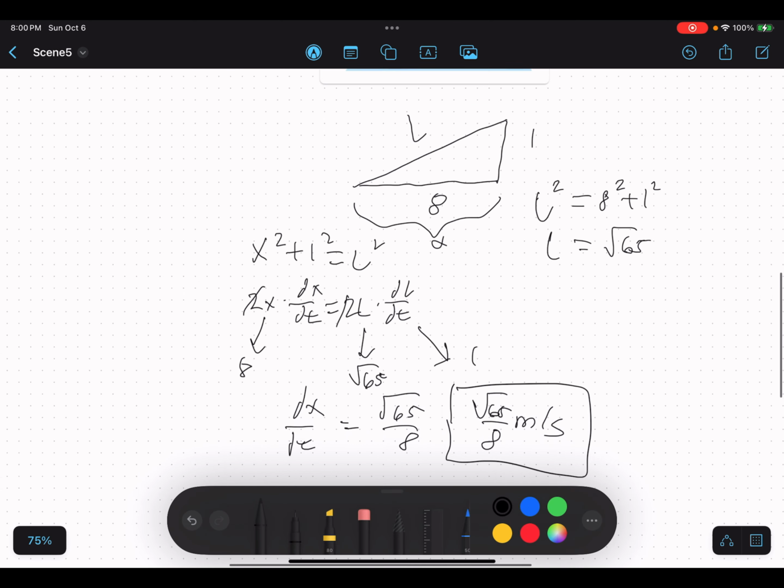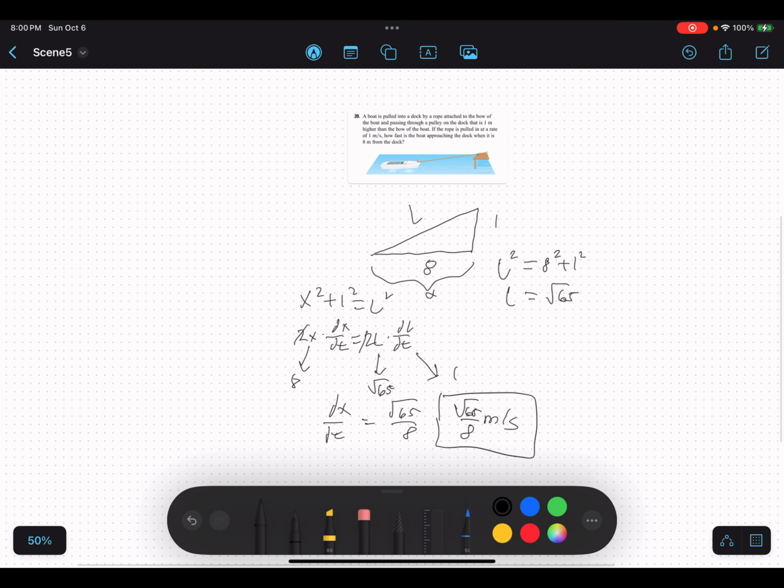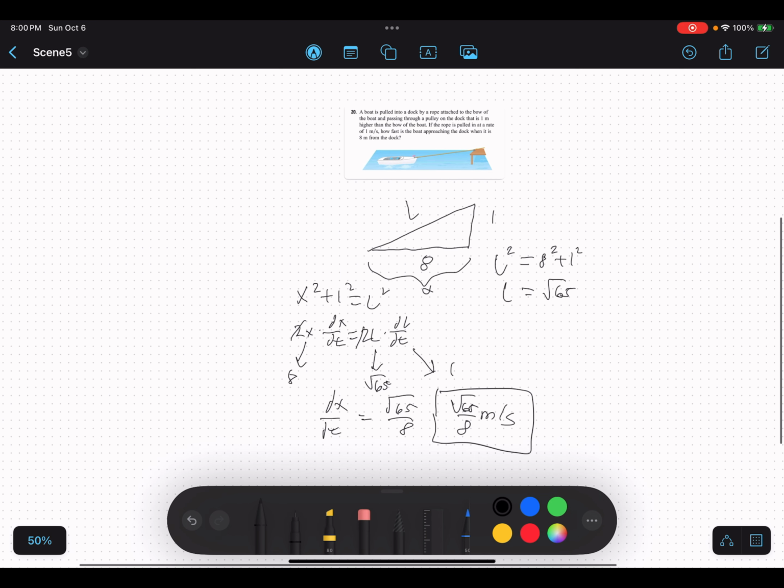So as you can probably see by now, the calculus and the algebra in these types of questions is extremely simple. What's hard is finding what's constant and what's changing. In this particular question, you have to realize that this 1 here is always constant, and L and x are changing. That's the hardest part of related rates.